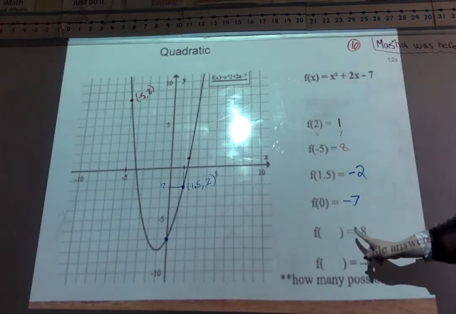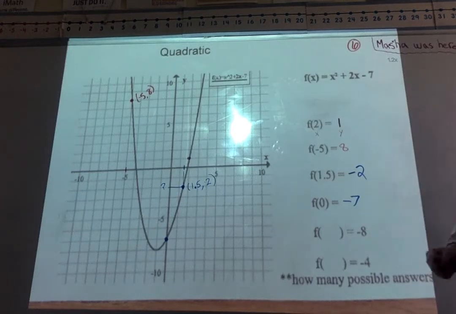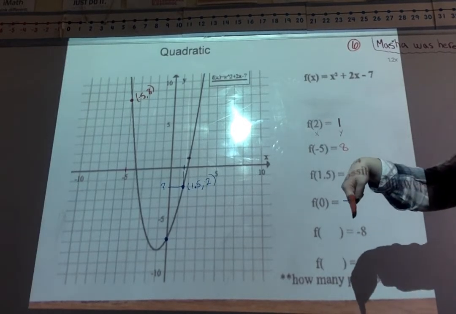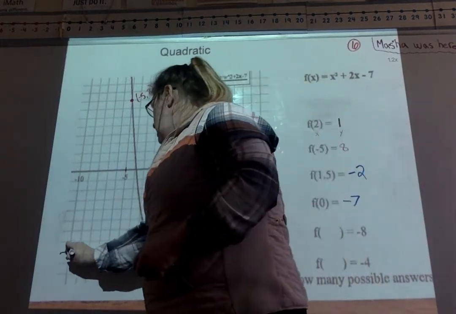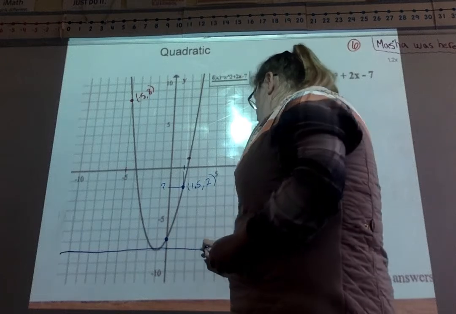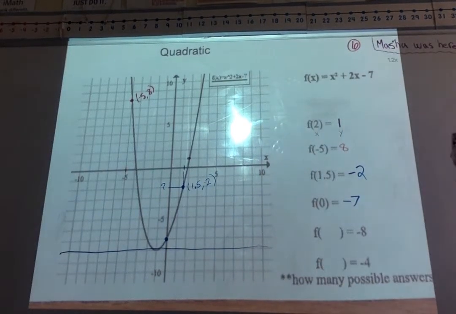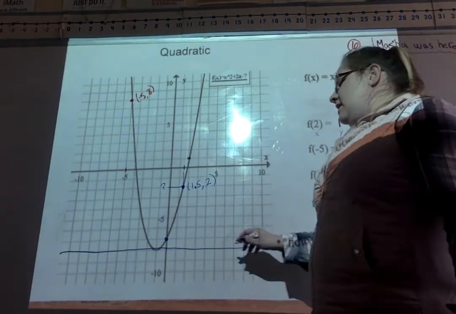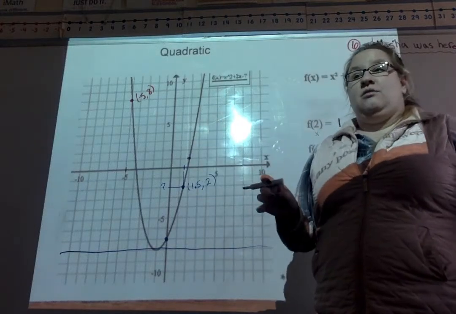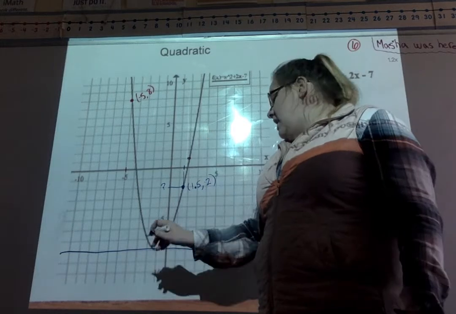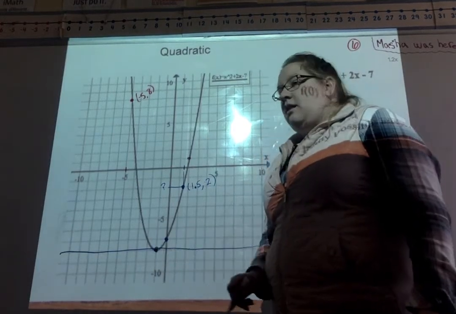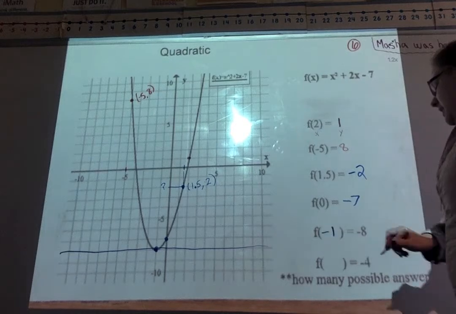F of something equals -8. Where is -8 on the y-axis? Down 8. So here, I'm gonna put a different colored line. How is it more than 1? It's not. This one is not, but I'm gonna show you one that is afterwards. So down to -8, what is the x value that makes -8? -1, right here. That point is -1, comma -8.